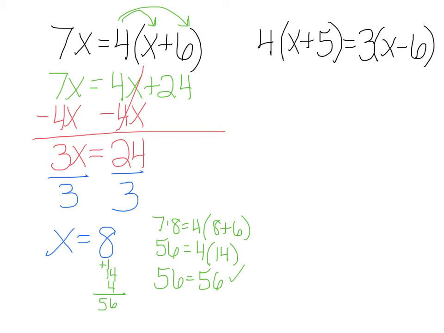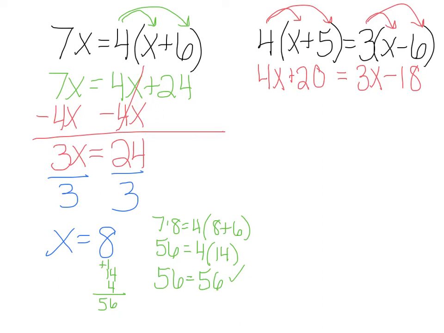All right, we have now distributive property on both sides of the equation. So that's going to be the first thing we're going to do. We're going to multiply 4 times x plus 5, and we're going to multiply 3 times x minus 6. Well, 4 times x is 4x. 4 times 5 is 20. And that's going to be equal to 3 times x, which is 3x, and 3 times negative 6, which is negative 18.